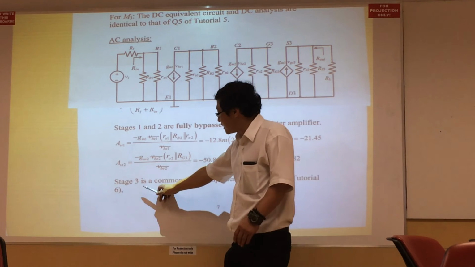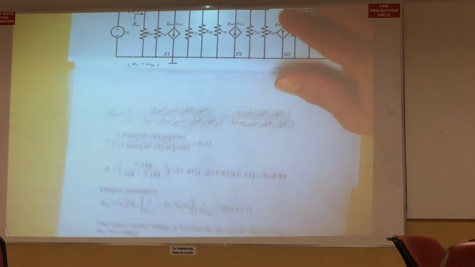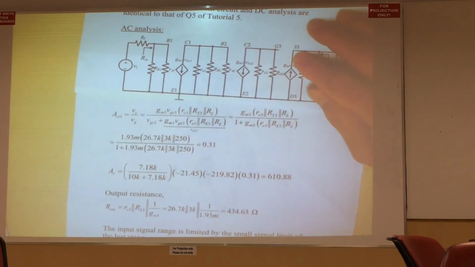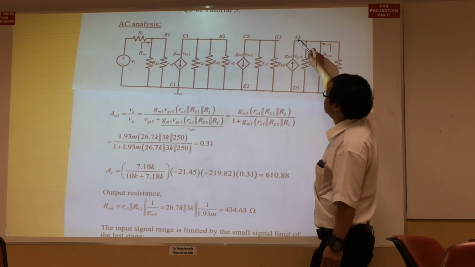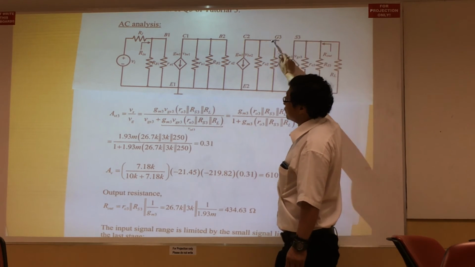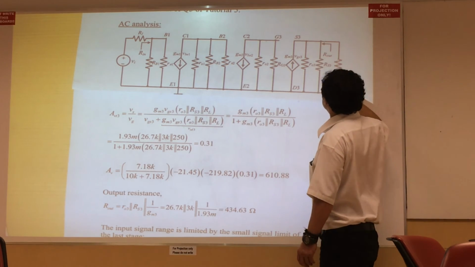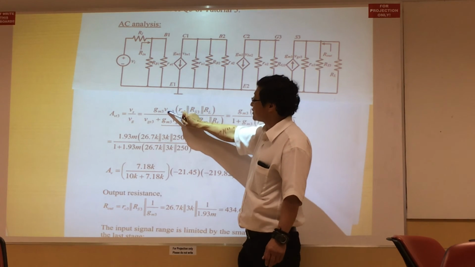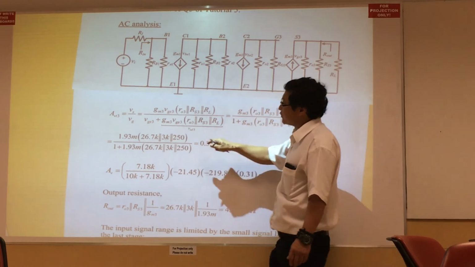And to find out the third stage common drain configuration, now this comes from tutorial 6, question 2, right? And therefore you can find out the gain, which is this. You find that the voltage gain of the third stage is the voltage at the source divided by the voltage at the gate. The voltage at the source, which is this node, is given by this current flowing through this resistor. So GM VGS3, which is the current source, multiplied by the resistors in parallel, divided by the voltage at the gate.